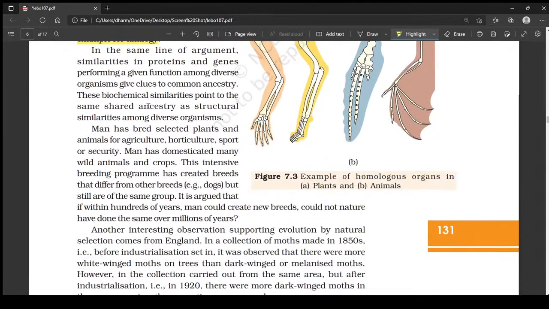Sweet potato, a root modification, and potato, a stem modification, is another example of analogy. In the same line of argument, similarities in proteins and genes performing a given function among diverse organisms give clues to common ancestry. These biochemical similarities point to shared ancestry, as do structural similarities among diverse animals.